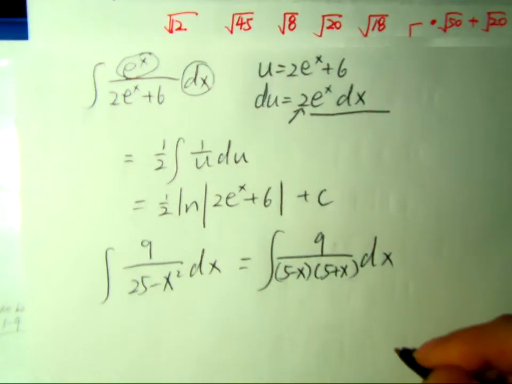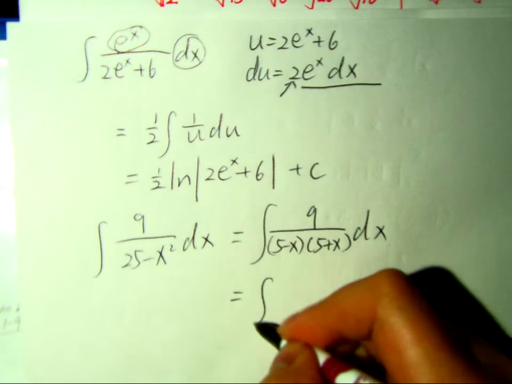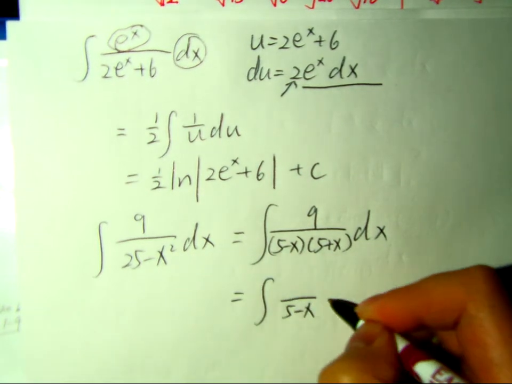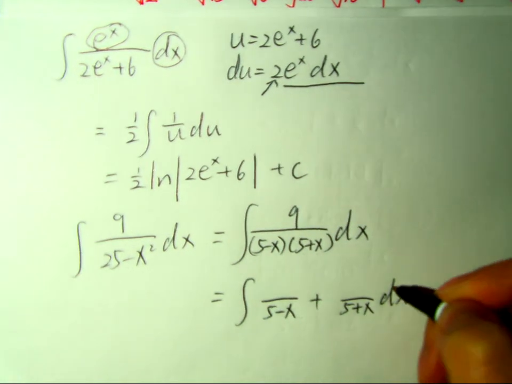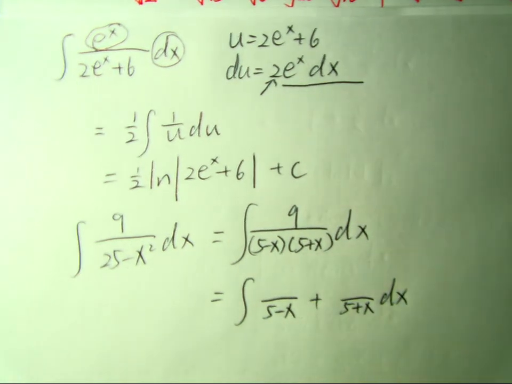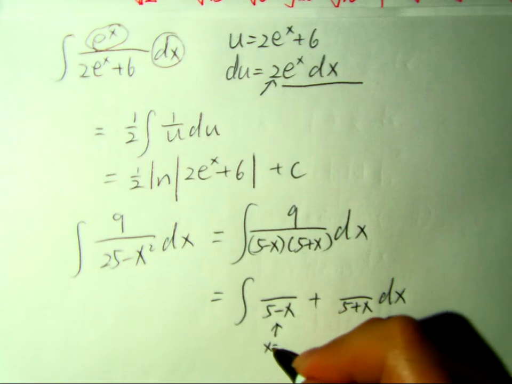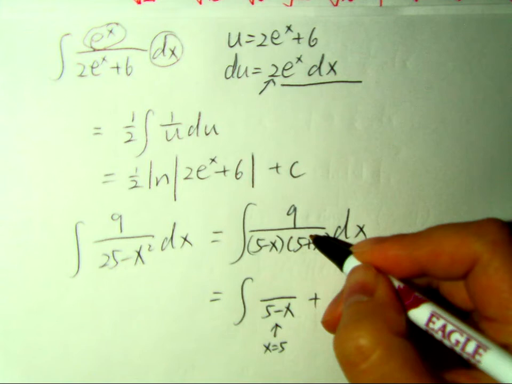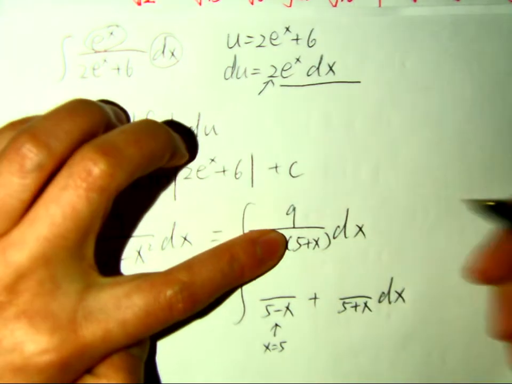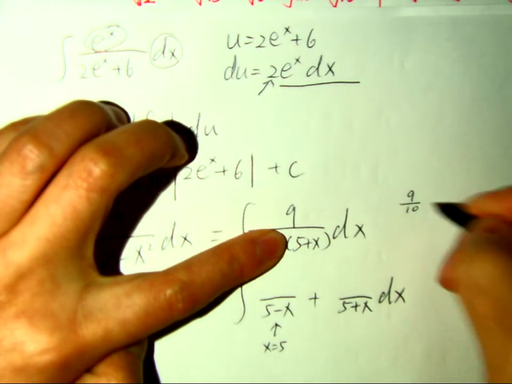So we do partial fractions. And then we separate this into 5 minus x and 5 plus x on the denominators. We're trying to figure out what the numerators are. When we're doing this, that's x equal to 5. So plugging x equal to 5 into these fractions, by covering this term, it'll be 9 over 10.